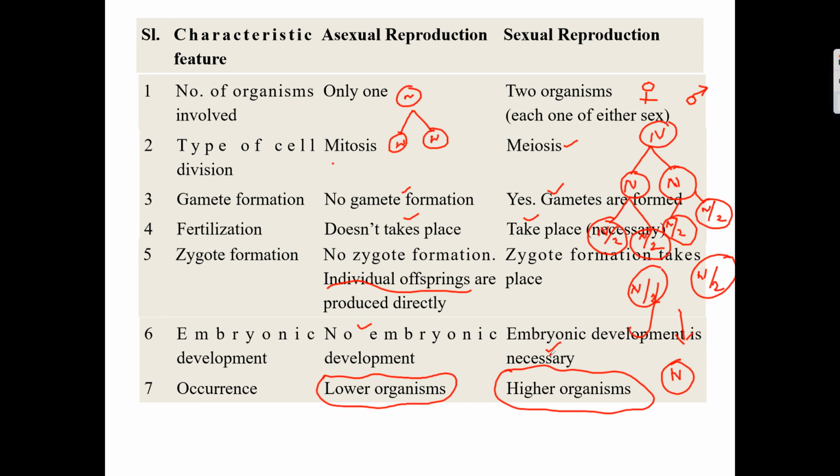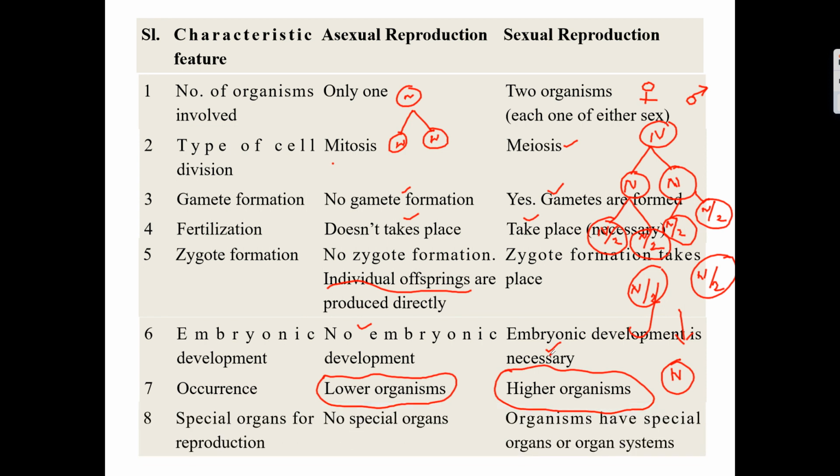If we talk about special organs for reproduction, there are no special organs in the case of unicellular organisms or asexual reproduction. But when you talk about sexual reproduction, these organisms have organ system level of classification. It means they have special organs or organ systems for sexual reproduction.